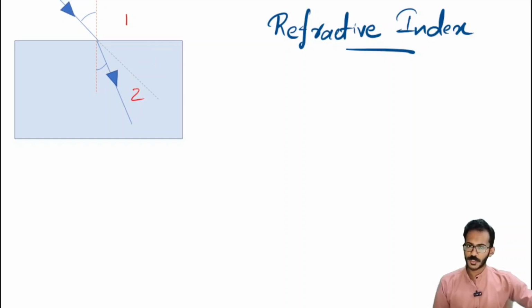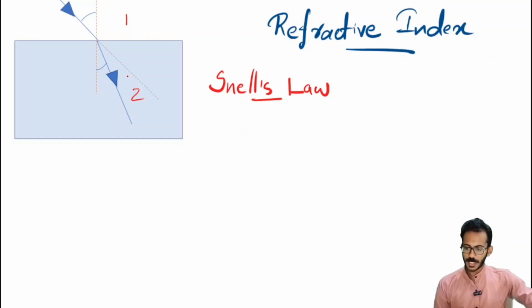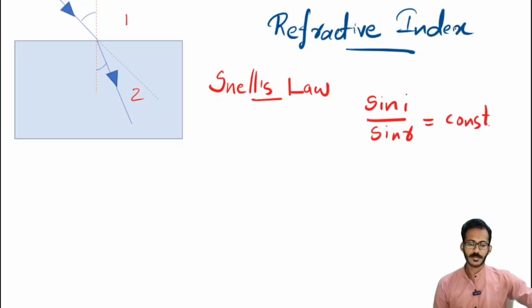Now, before talking about refractive index, we have to talk about Snell's law. Snell's law states that when light is coming from one medium to the next medium, the sine of the angle of incidence divided by the sine of the angle of refraction is always a constant. This constant is called the refractive index, represented by the small letter n.